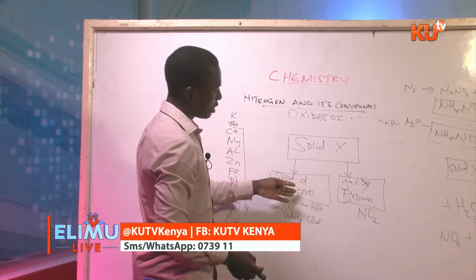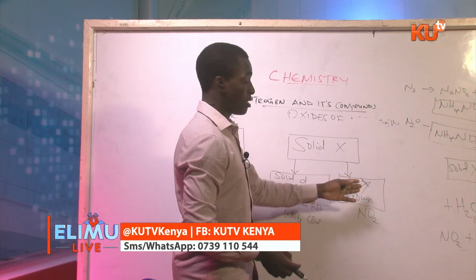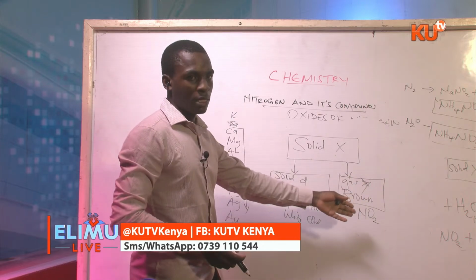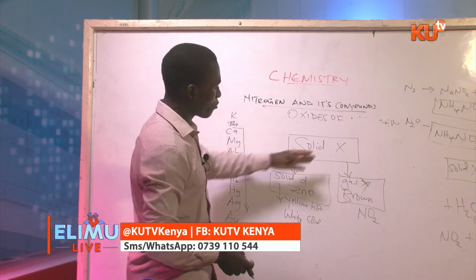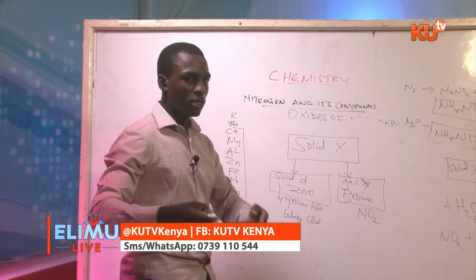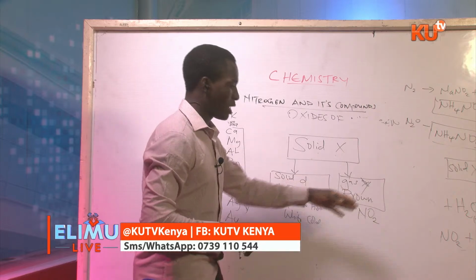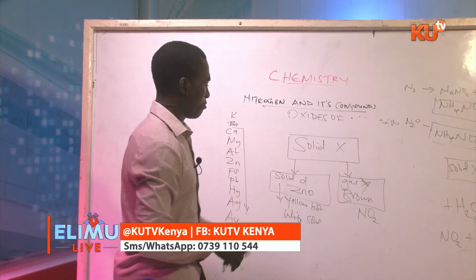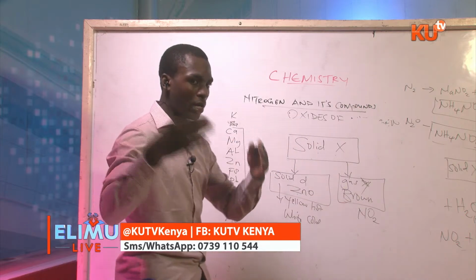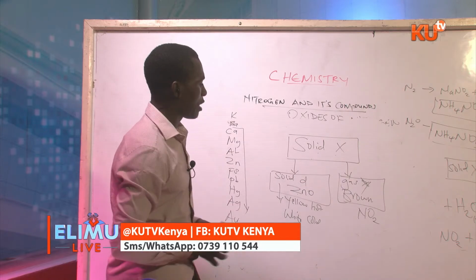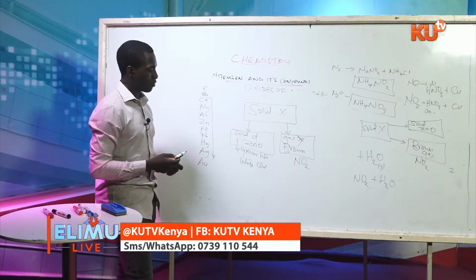If it could be zinc carbonate, then they'll tell you that this gas turns lime water into white precipitate. That lime water is calcium hydroxide. So if it could be a carbonate, then they'll tell you that this gas turns lime water into white precipitate. Then it could have been zinc carbonate. But in this case, because it's producing a brown gas, only nitrates can produce brown gas, because they contain nitrate, which is a compound of nitrogen 4 oxide gas.